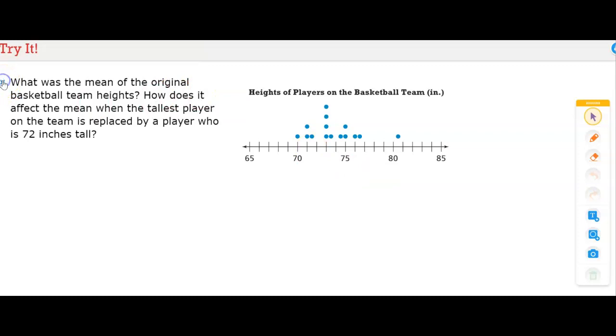What was the mean of the original basketball team heights? How does it affect the mean when the tallest player on the team is replaced by a player who is 72 inches tall?